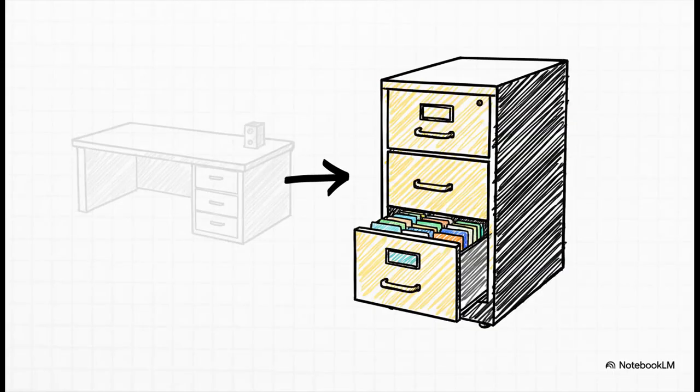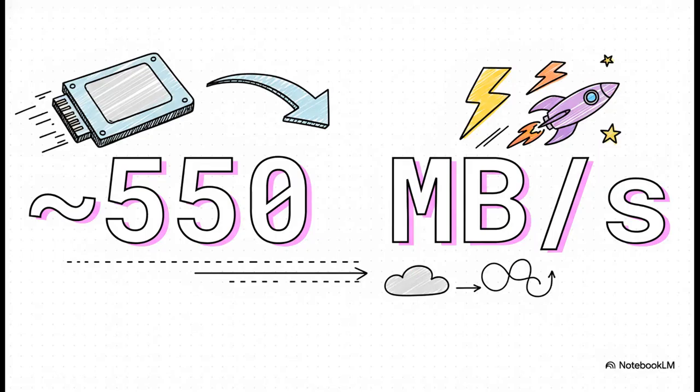So if RAM and cache are the temporary workbench, let's talk about the permanent filing cabinet, your computer's long-term storage. For a long time, this was the gold standard for fast storage, a SATA SSD. It was a massive leap from old spinning hard drives, topping out around 550 megabytes per second. But, as you're about to see, technology was just getting warmed up.